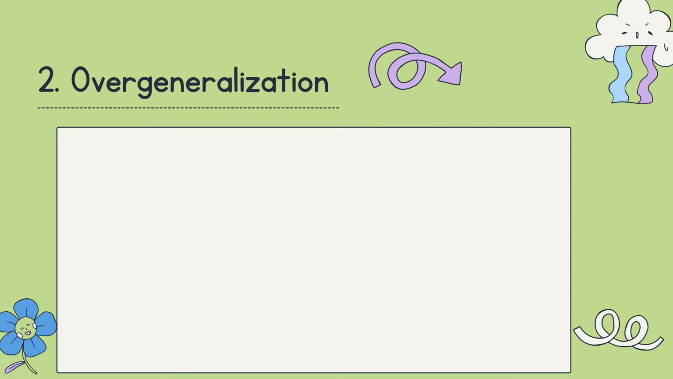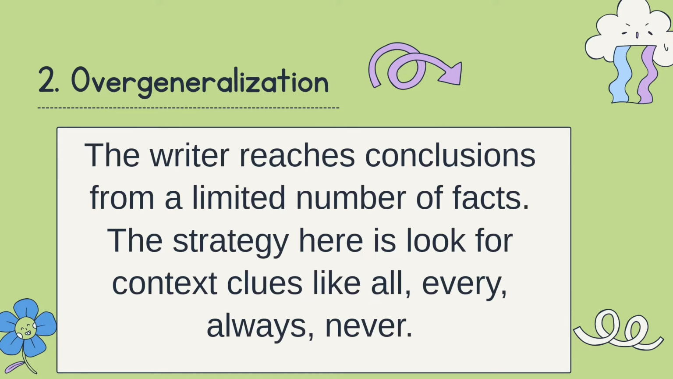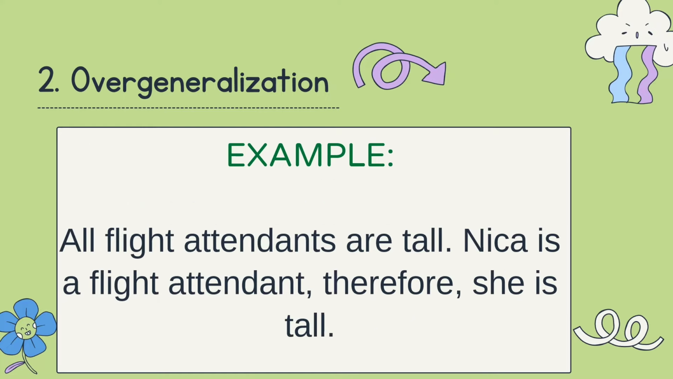The second one, overgeneralization. The writer reaches conclusions from a limited number of facts. The strategy here is to look for context clues like all, every, always, and never. For example, all flight attendants are tall. Nika is a flight attendant. Therefore, she is tall.